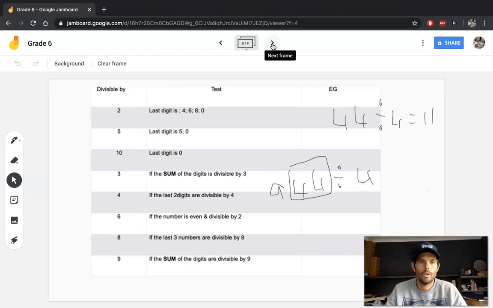Okay, the number 6. A number can be divided by 6 if it's even and divisible by 3. Okay, that should say 3 there. All right.